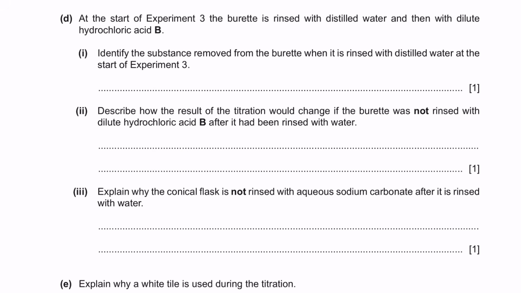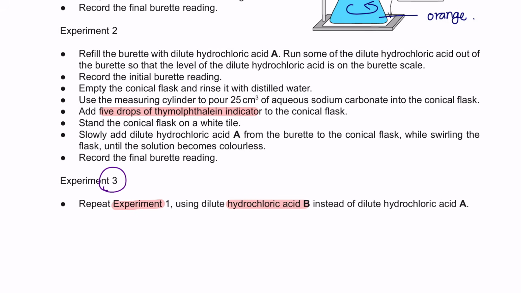Next, question D. At the start of experiment 3, the burette is rinsed with distilled water and then with dilute hydrochloric acid B. Part 1. Identify the substance removed from the burette when it is rinsed with distilled water at the start of experiment 3. Experiment 3 was performed after experiment 2, whereby the burette was filled with dilute hydrochloric acid A, meaning that we are trying to rinse off the hydrochloric acid A from the burette.